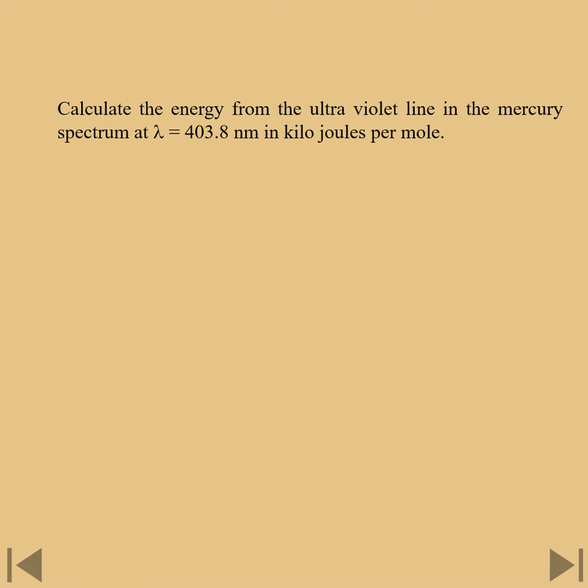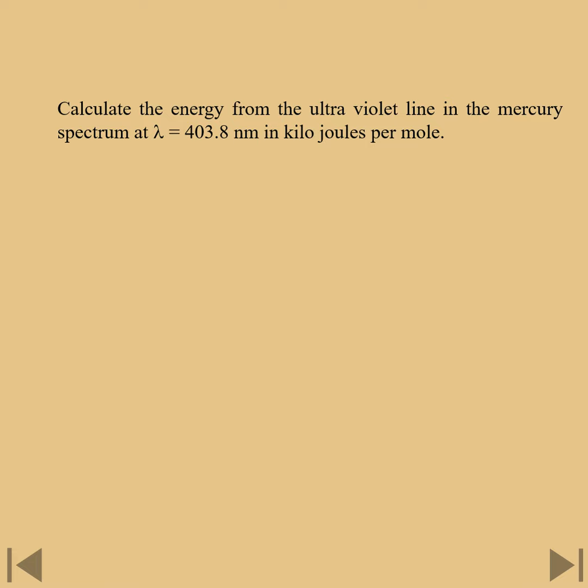We're asked to calculate the energy from the ultraviolet line in the mercury spectrum with a wavelength of 403.8 nanometers, and we want our answer in kilojoules per mole. Remember, we'll initially get our answer in joules per photon, and then we'll use our units to convert that into the specific units of kilojoules per mole.